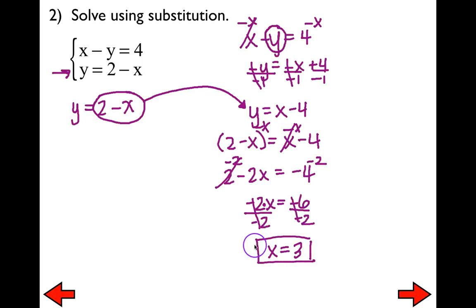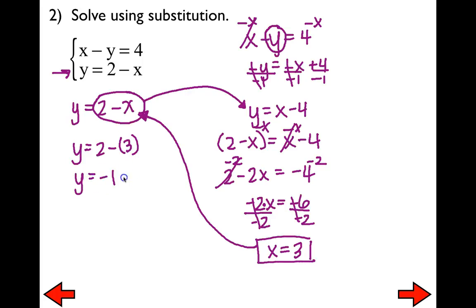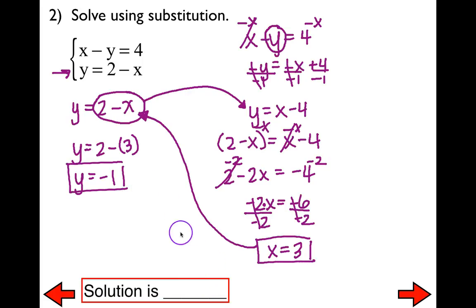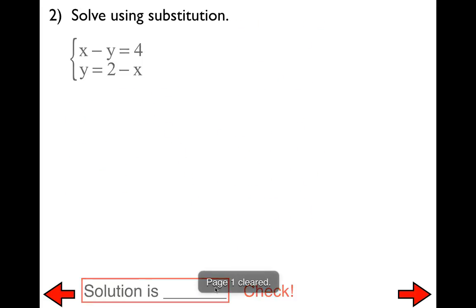Now, since I know the value of x, I'm going to go ahead and take this value and plug it in for x. So now I'm going to be left with y equals 2 minus 3. It gives me y equals negative 1. Now that I know both, I'm going to go ahead and say that I think the solution is 3 comma negative 1. And again, I say I think because I have yet to check my answer. So let's go ahead and check it real quick.